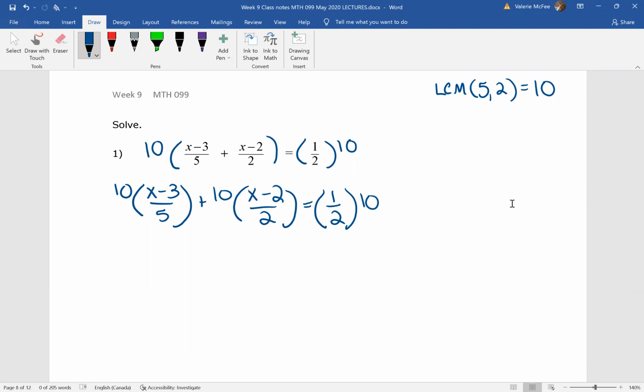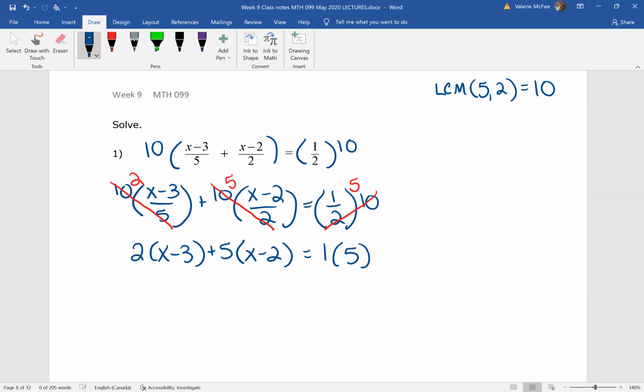I like to get rid of the fractions. Look what happens here. We have 10 divided by 5. That equals 2. 10 divided by 2, that equals 5. I don't have any fractions left. Instead, I have the same kind of equation that we were solving way back in week 3 or week 4? All we have to do is use the distributive property to open the brackets and solve for x.